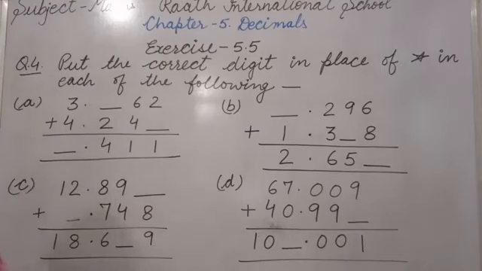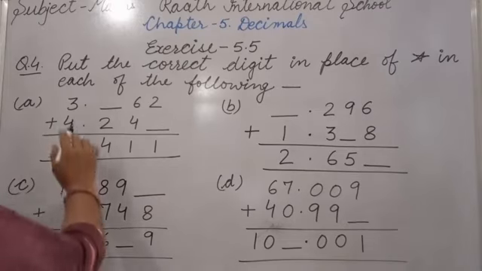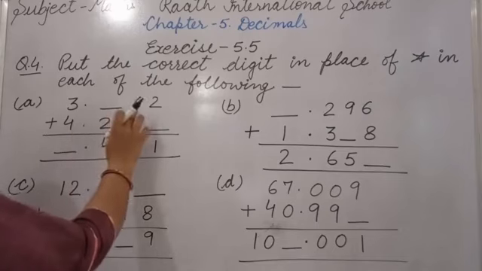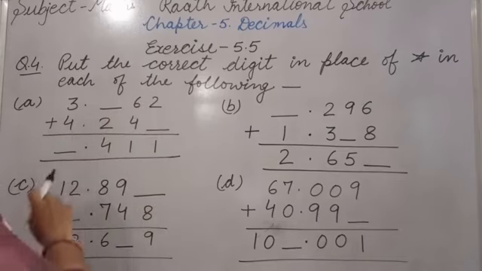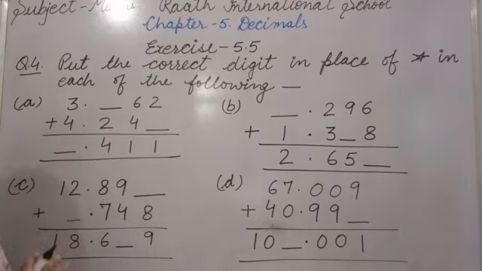Now question number 4. Put the correct digit in the place of star in each of the following. At the place of star, you should use the correct digit. Whatever correct digit will come there, that you have to fill. Okay. So here A part. There is given 3 point, there is a blank, meaning a star is given in your book. Then 6, 2. And plus 4.24. Then a blank is given here. And in the answer you have a blank here.